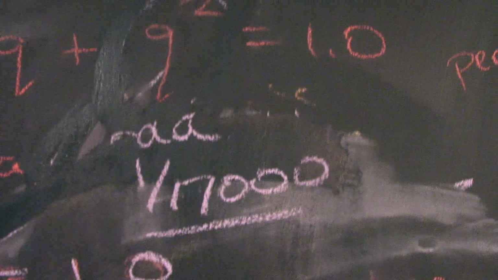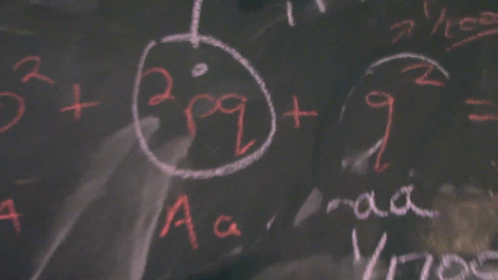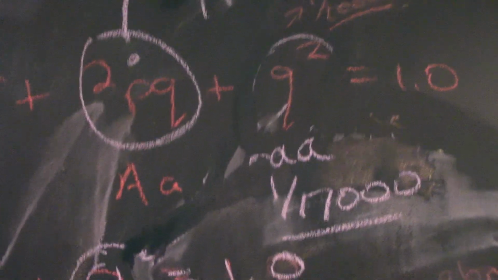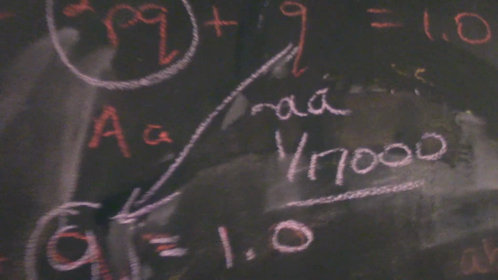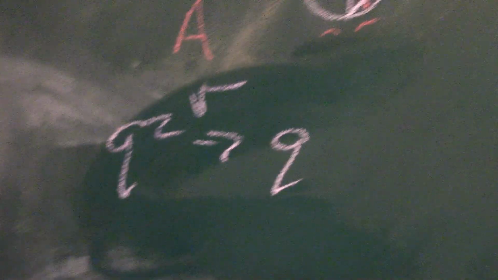I've got P plus Q equals 1.0, right? Little a. And the question told me that 1 in 17,000 are little a. And what it actually wants me to find is 2pq. So here's the process, okay? I can use q squared, and I can find q. Right? So q squared, and then I can find q from that. Okay? By square rooting.